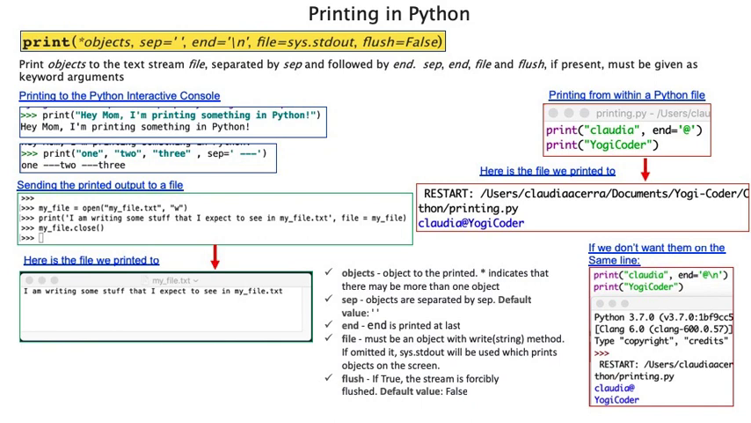Now, if we don't want them on the same line, we can do exactly what we did before, but in that end keyword, now we'll have the @ and then a \n, which is the character for a new line. So now you see how this gets printed out: Claudia @ and then a new line, and then Yogi Coder.